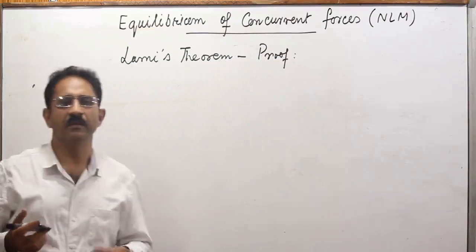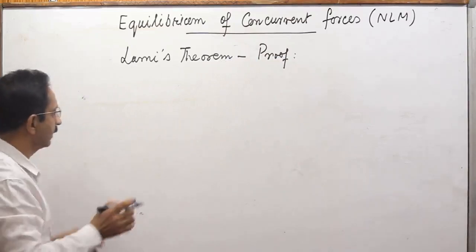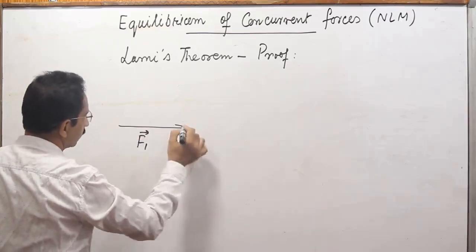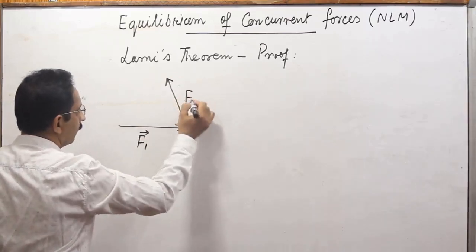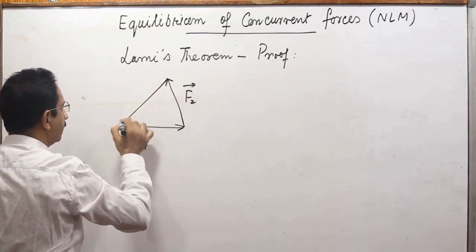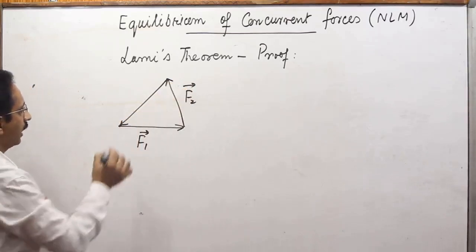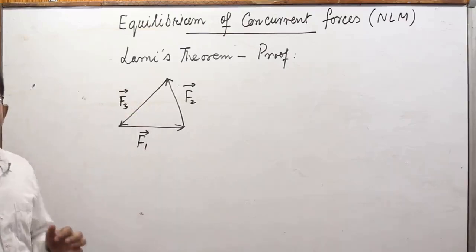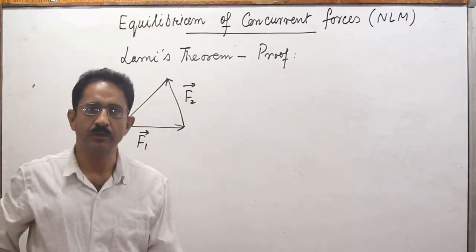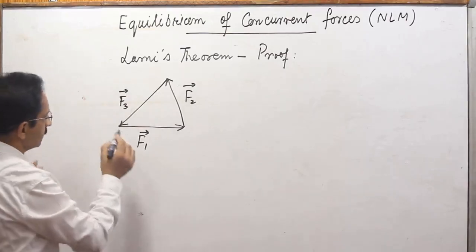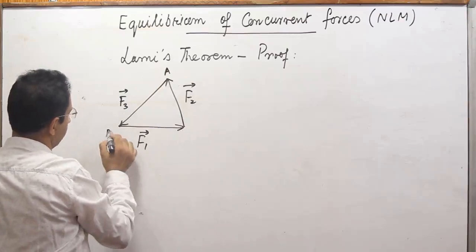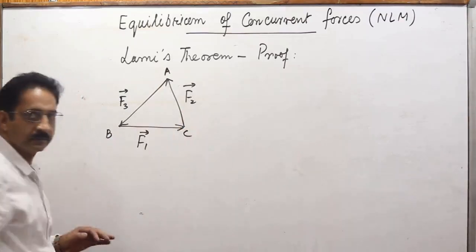हम फोर्सेस के लिए भी कर सकते हैं, वेक्टर्स के लिए भी कर सकते हैं. Let's take three forces. तो मेरे पास एक फोर्स है F1, I have a force F2, I have a force F3, and I say these three forces are in equilibrium. Once in equilibrium, they can be shown graphically to be like this. So they form the three sides of a triangle. Let me call this triangle as ABC.